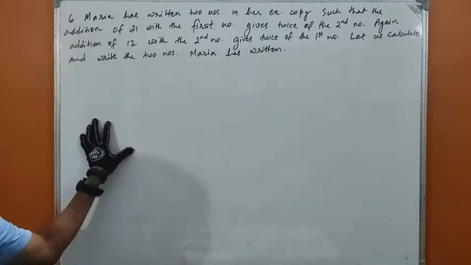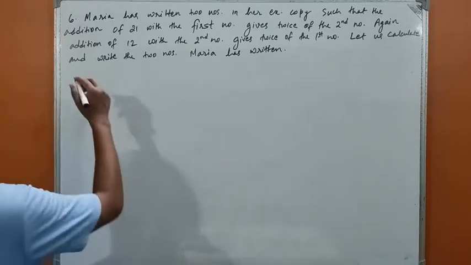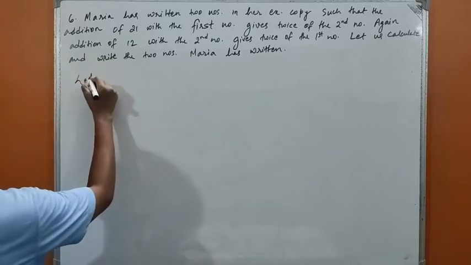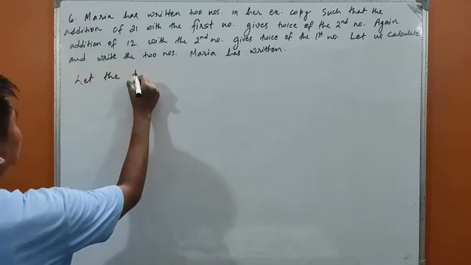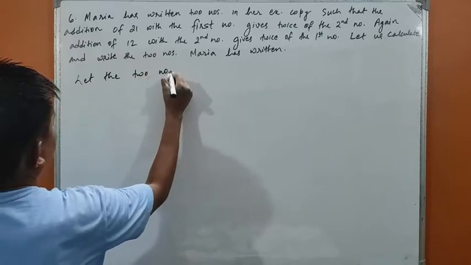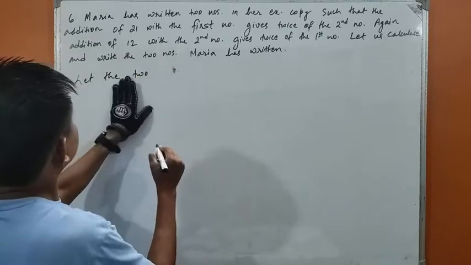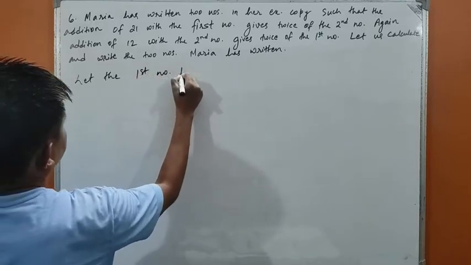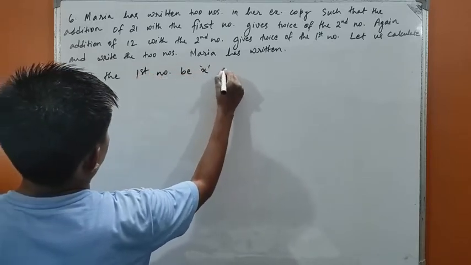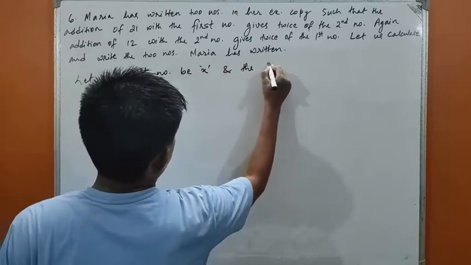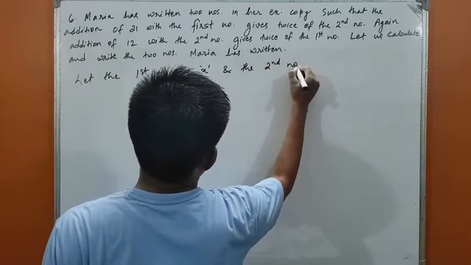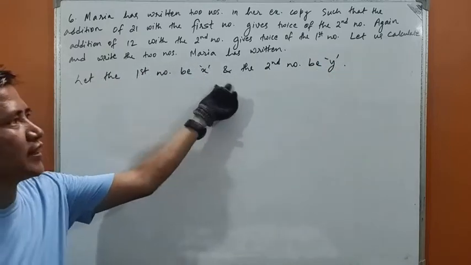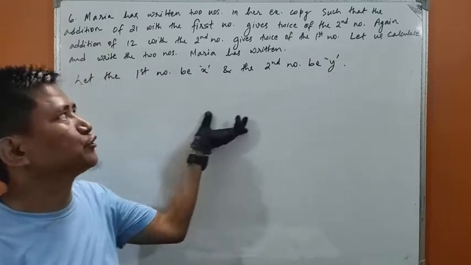Okay. We don't know the numbers, isn't it? So let us suppose. If we don't know, we must suppose, isn't it? Let the first number be x and the second number be y. Let the first number written by Maria is x and the second number written by Maria is y.